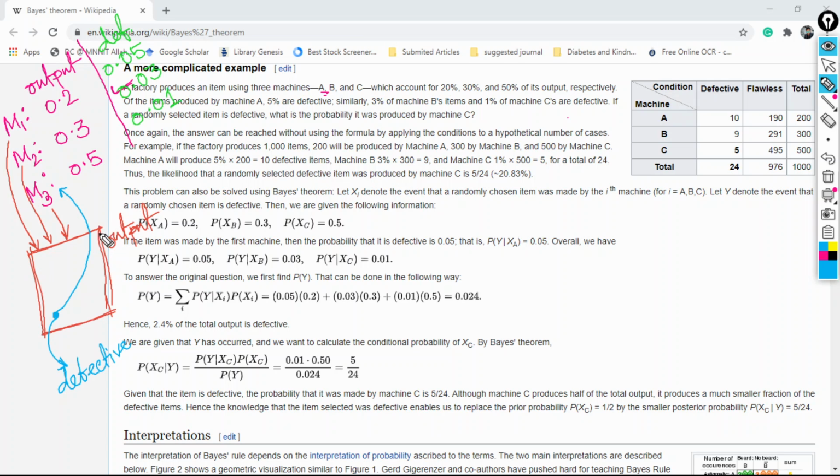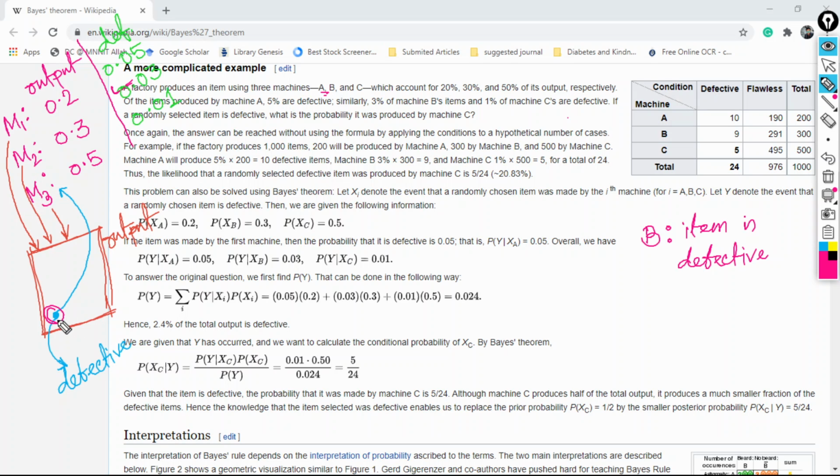First we have to choose the total output, total items. First let's choose the event. We consider the event B: the item we have chosen randomly is defective. So let's call this thing our event B. Now, this defective item is coming from where? Machine 1, machine 2, or machine 3.